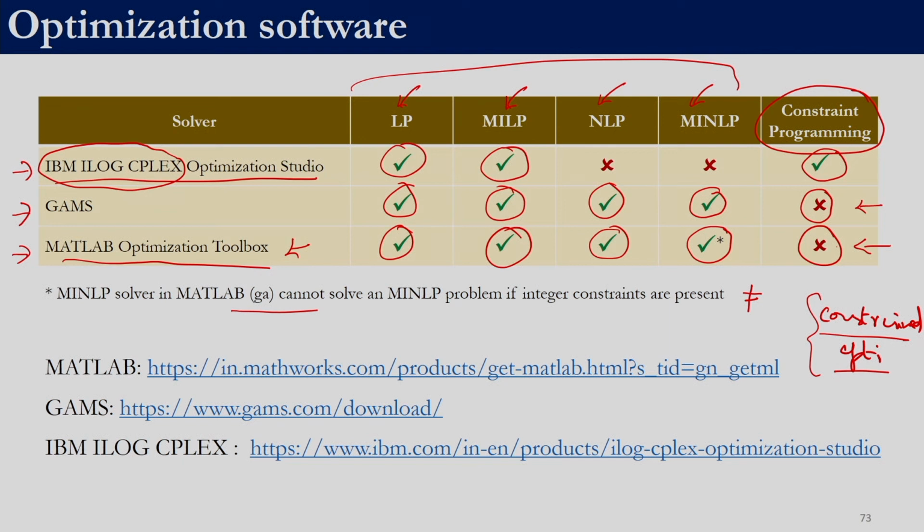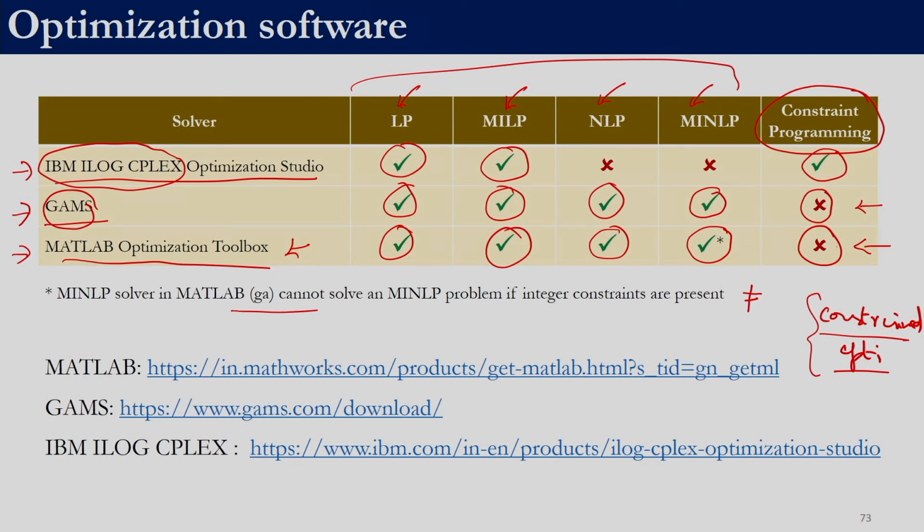GAMS is the only software which can solve linear programming problems, mixed integer linear programming problems, nonlinear programming problems, and mixed integer nonlinear programming problems. That is why we have included GAMS, though it does not support constraint programming. Based on the popularity, availability, and ability to solve problems, we have chosen these 3 different optimization software.